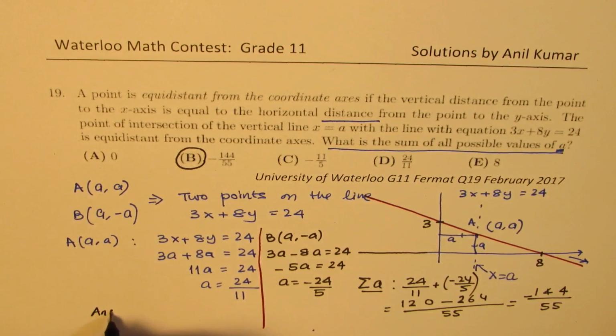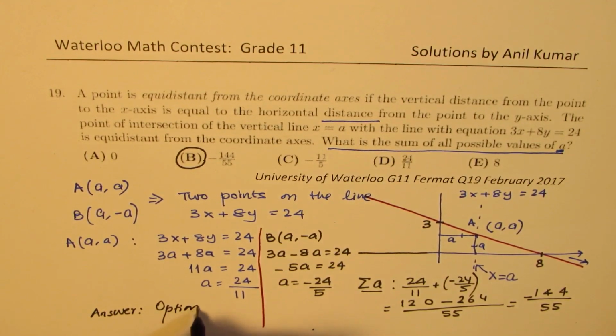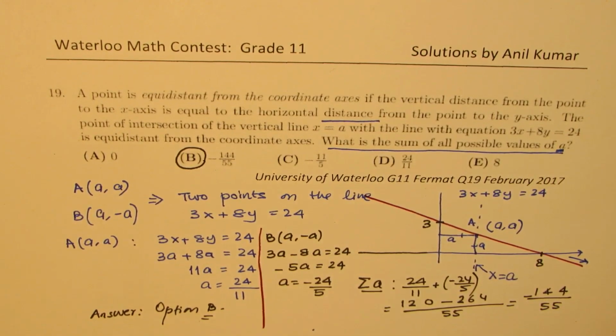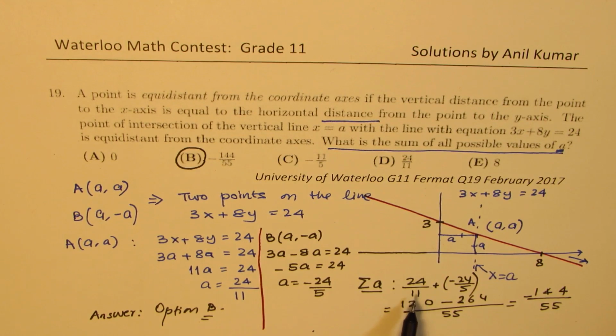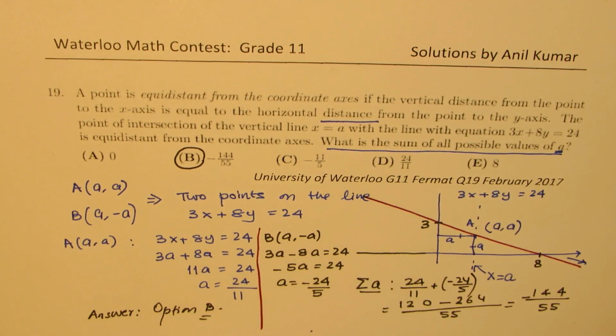So we have our answer, which is option B. So the tricky part here is that there are definitely two points, and then you get the right answer. Otherwise, if you report 24 over 11, which is option D, you actually get a wrong answer. So I hope that makes sense.